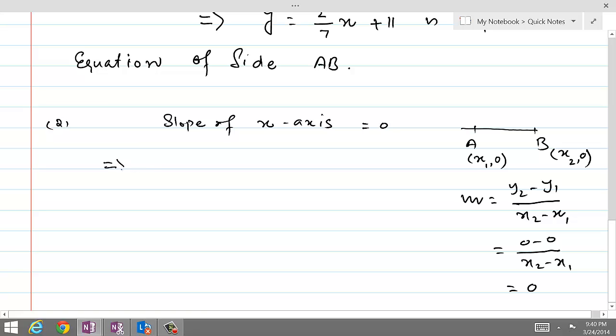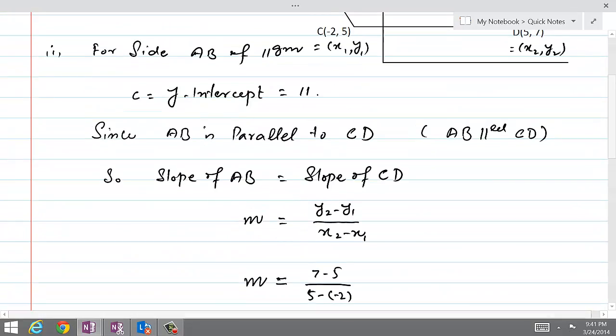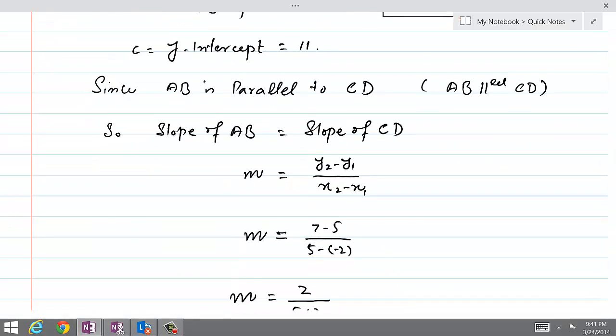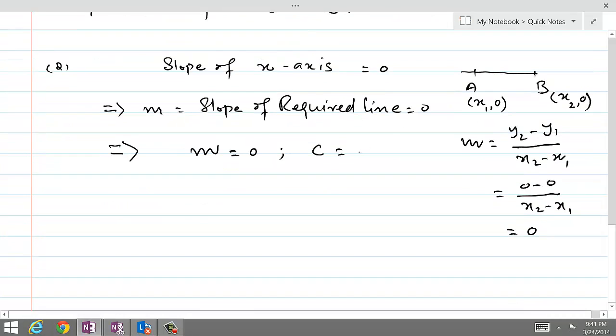This implies m, the slope of the required line, is also equal to 0 because this line is parallel to the x-axis. So now we have m equal to 0, and c is already given in the question that c is minus 3. That is 3 units below the origin, the point where the line intersects the y-axis. C is equal to minus 3.